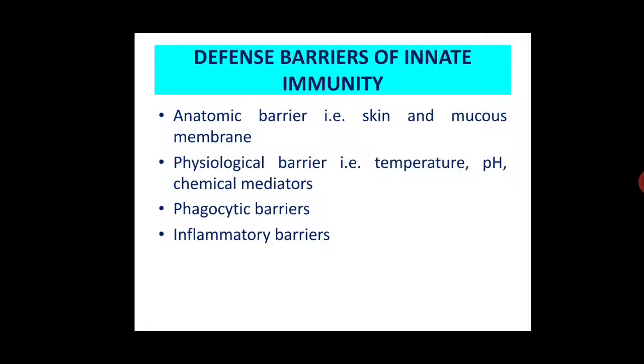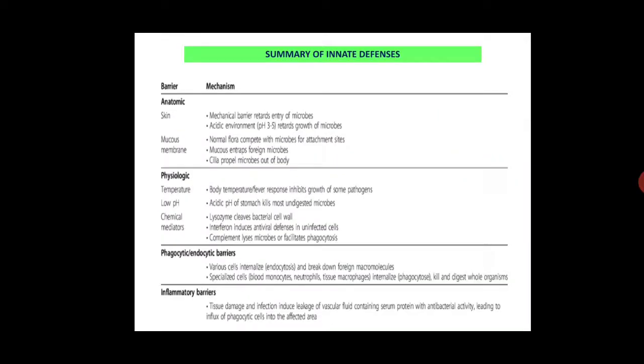There are four defense barriers of innate immunity: anatomic barrier, physiological barrier, phagocytic barrier, and inflammatory barrier. This is the table in which the names of barriers are mentioned, and in this column the mechanisms by which these barriers combat pathogens are mentioned. Skin and mucous membrane are anatomic barriers.